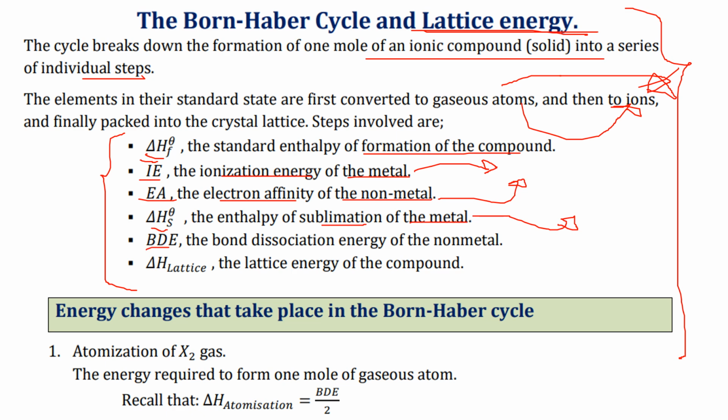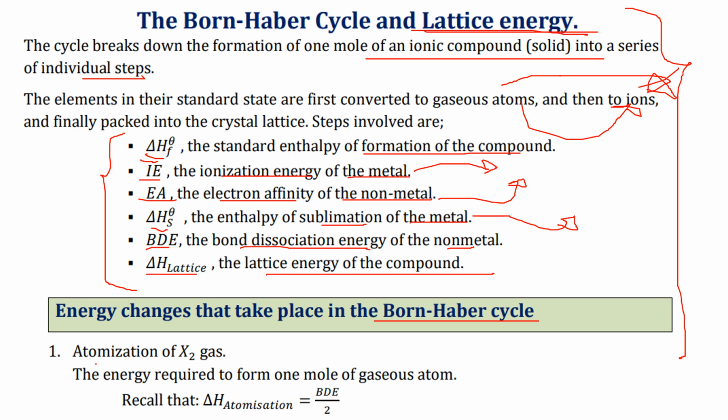And then BDE is going to represent bond dissociation energy of the non-metal, because it's only non-metals that possess such a type of energy. So BDE is going to be the bond dissociation energy of the non-metal. Then delta H of the lattice is going to represent the lattice energy of a specific compound. Now looking at this, we are going to have the energy changes that take place in the Born-Haber cycle, and we define each of them. We try to review each of them in details before we start our energy level diagrams or our Born-Haber cycles.